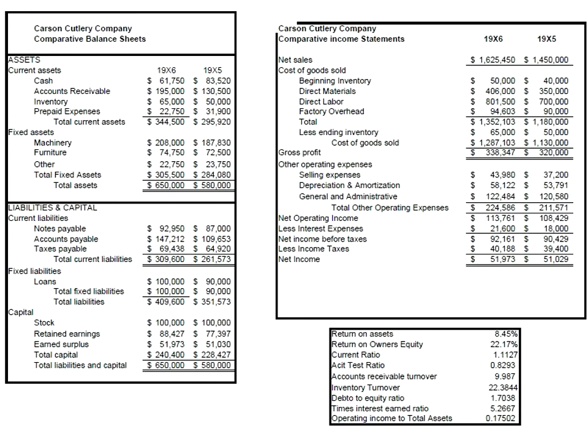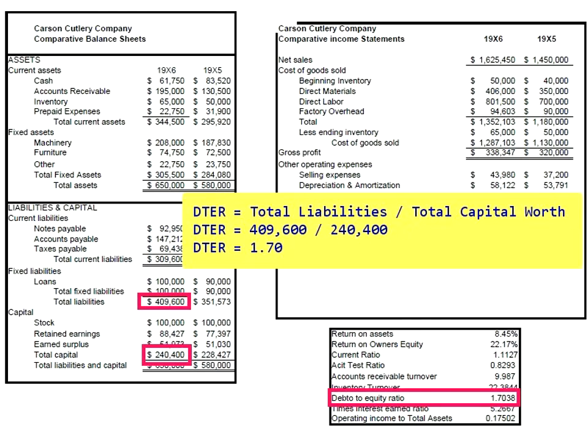In the long-term ratios, we have the debt to equity ratio, that is total liabilities divided by the total capital worth. The numbers are 409,600 divided by 240,400, and the number is 1.7, and that looks well. This is the only indicator where the higher is not necessarily the better. For all the others, the higher the better, but not necessarily in this one.